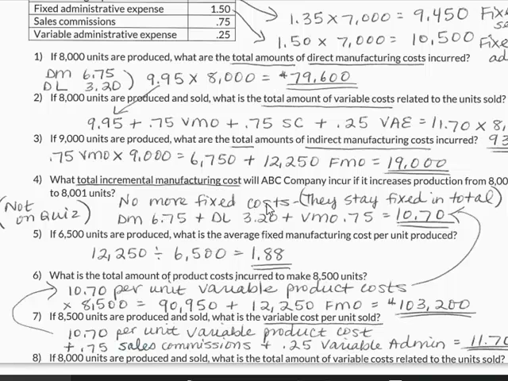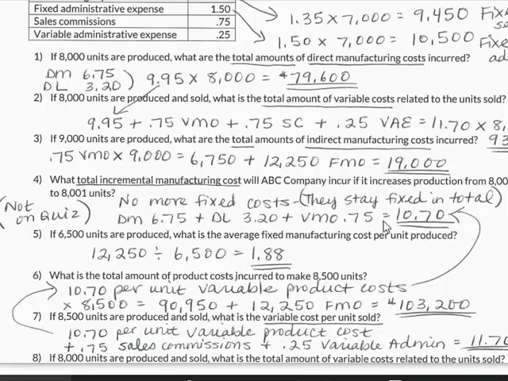Well, the fixed costs, they're not going to change. They're going to stay fixed in total. The only extra amounts that will be incurred to make one additional unit of product are the variable manufacturing costs. And those are direct materials, direct labor, and variable manufacturing overhead.